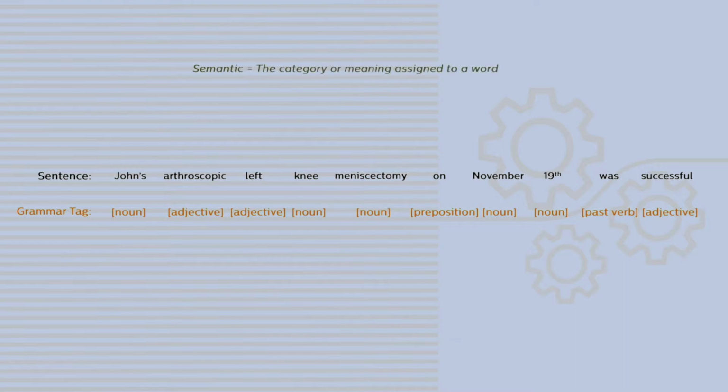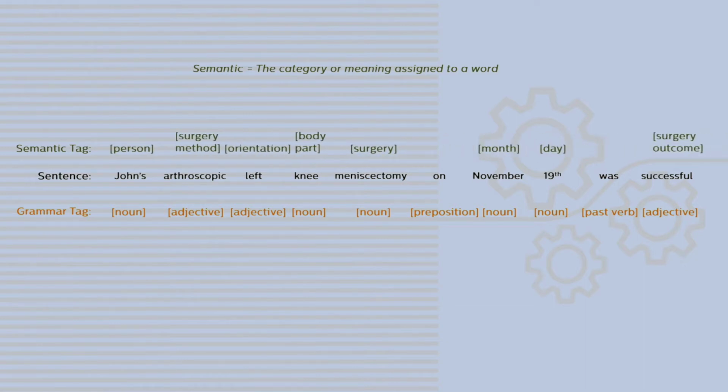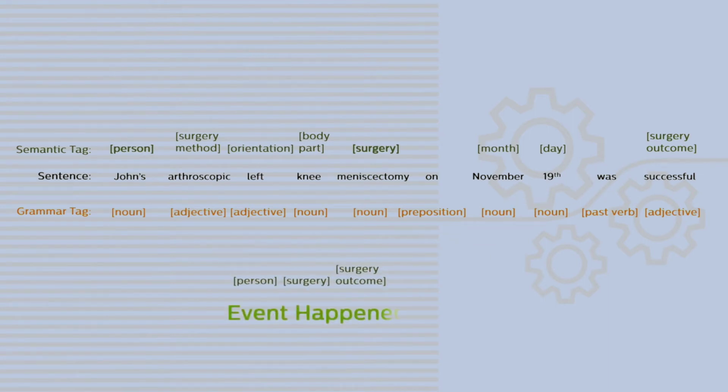Here's a key point. As a user, I control the words that go into my semantic categories. In our example sentence, you can see we've assigned semantic tags to the important words. Now let's shift to using the tags to identify and extract an event. By identifying a surgery outcome, following a person, and surgery, we can distinguish this sentence as event happened.